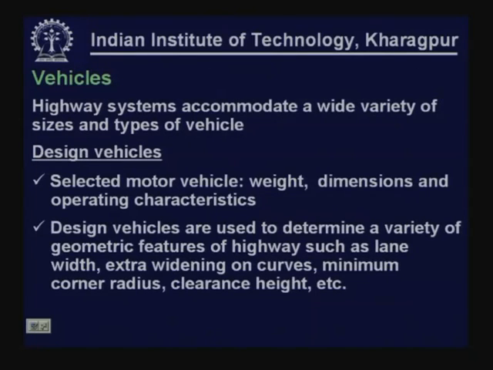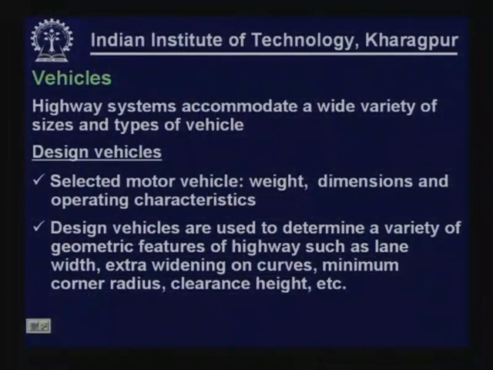Then the vehicles, there are a variety of vehicle sizes and types of vehicle. So, when we design the road, we consider them in the design process in terms of taking into consideration all these characteristics to design a vehicle. Design vehicle is normally the one whose weight, dimensions and operating characteristics are used for deciding the geometric features. Again, we will talk about the design vehicles during our discussion about the geometric design process.